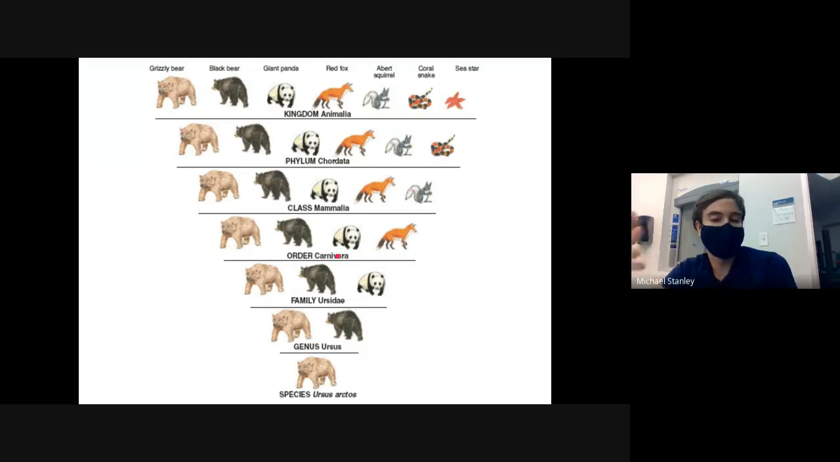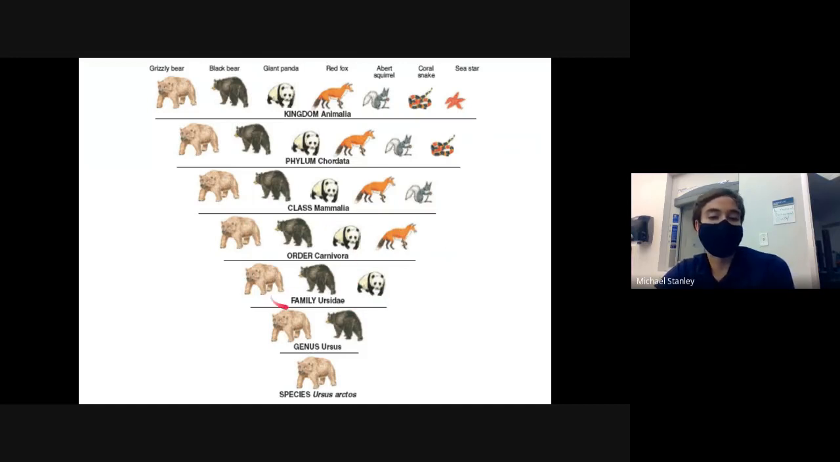And then Carnivora is groups that mainly eat meat. And so the bears and foxes are mainly carnivores. Same thing with the big cats. But squirrels are not carnivores. They are rodents. They're in the rodent order. So they'd be somewhere else along with things like mice and rats and rabbits and stuff like that.